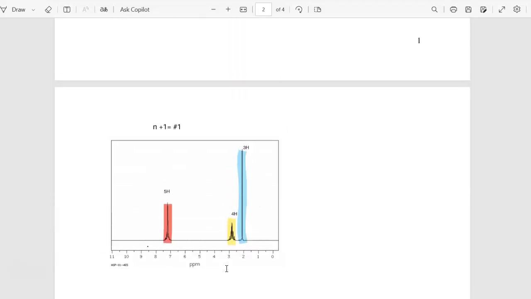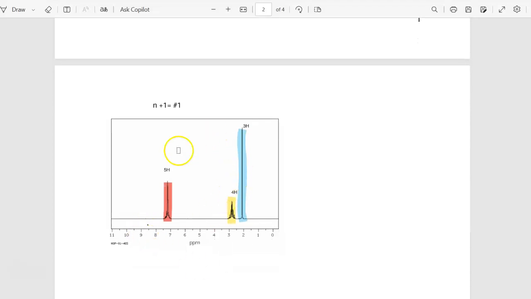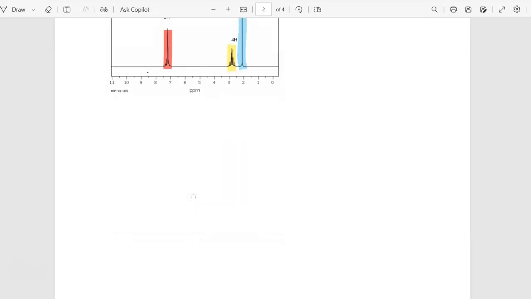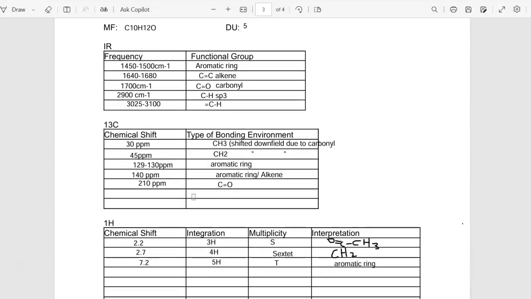So then we'll go up to our 1H NMR spectrum, which will help us gather a little bit more information. The HNMR is pretty cool because it helps us with the integration. That's what these numbers are. They tell us how many hydrogens correspond to each signal. So we have 5 here, 4 here, 3 here, which put all together is 12, which is what we have in our molecular formula. So that is good.